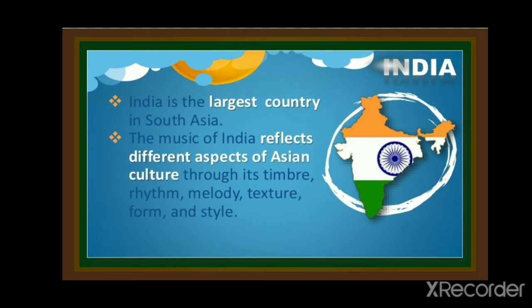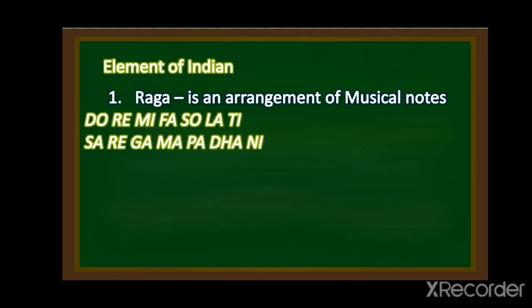India, again, is the largest country in South Asia. It reflects aspects of Asian culture through the timbre, rhythm, melody, texture, form, and style. What are the elements of Indian music?